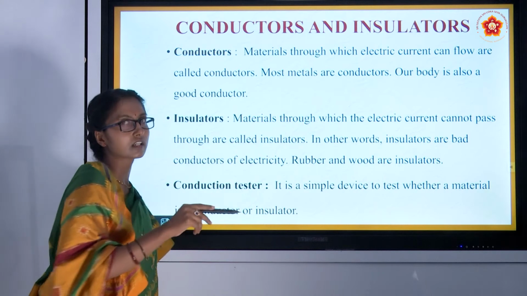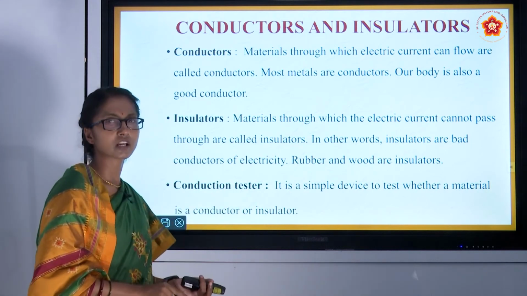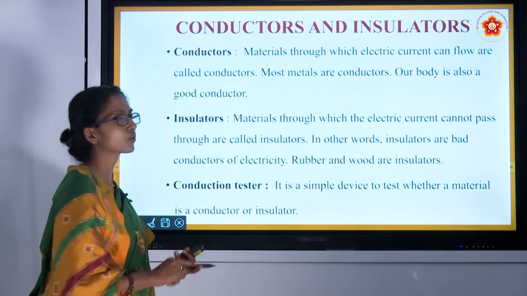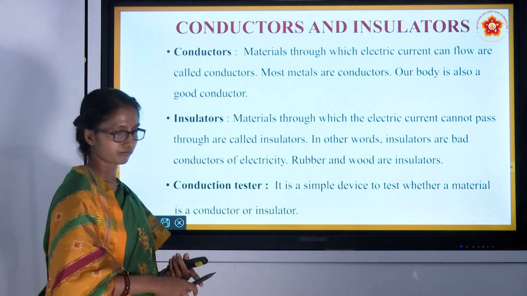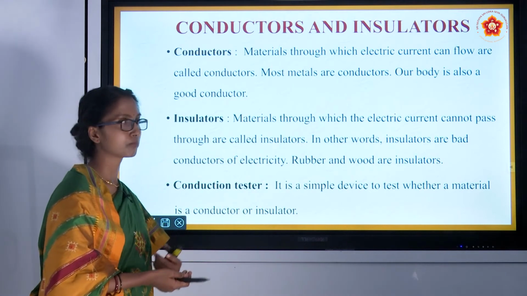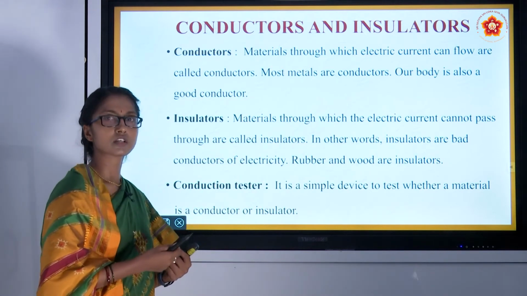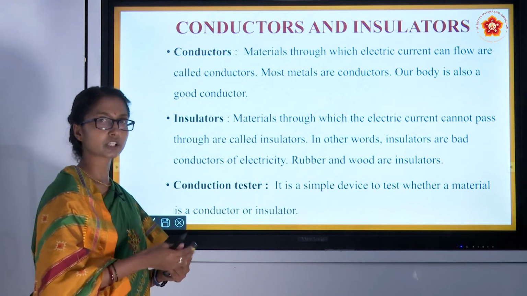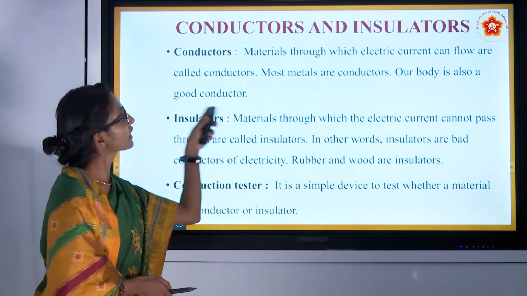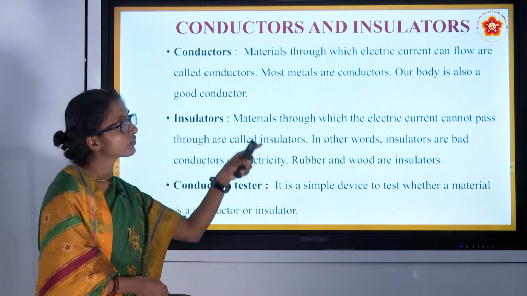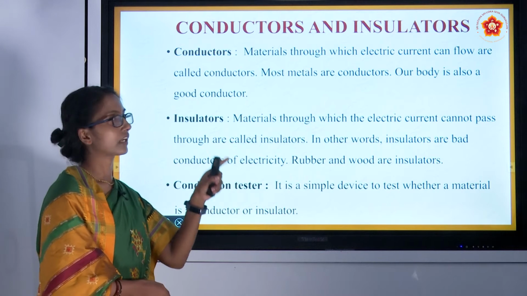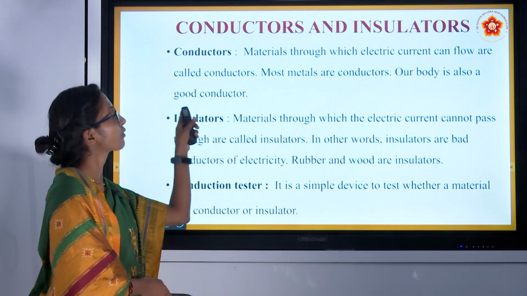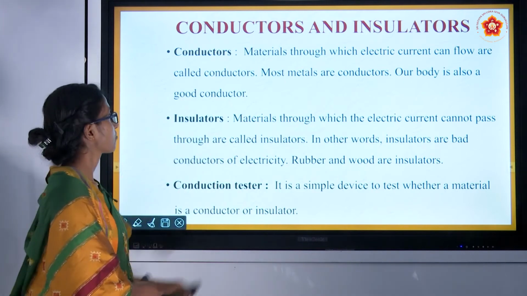Most of the metals, such as iron and aluminium, are good conductors. Our body is also a good conductor. You might have seen accidents happen because of electric shock. Some people suffer electrical accidents, you might have come across them, right? So our body is a good conductor, and we are affected by electric current. Electrical accidents to the human body take place because our body is a good conductor.